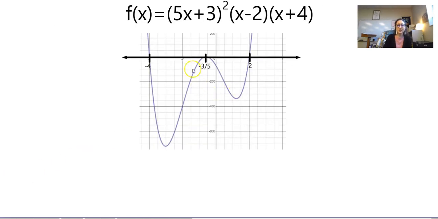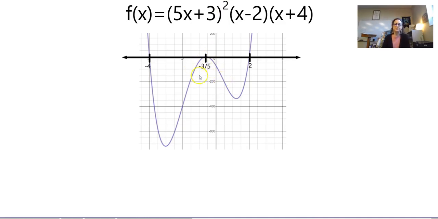However, notice that at negative 3/5 our graph touches and turns, or you may have used the word bounce in Algebra 2, right? In other words, we don't cross over the x-axis. And why is that? Remember, that's because the multiplicity of this factor is even. So I've got an even multiplicity, so it would be a multiplicity of like 2, 4, 6, 8. And so my function is going to touch the x-axis and then turn back around, okay?